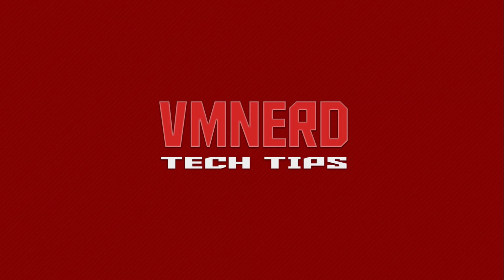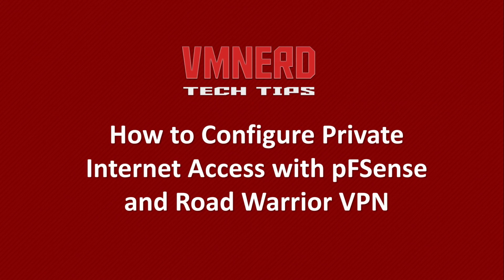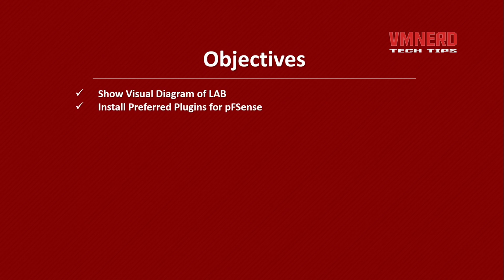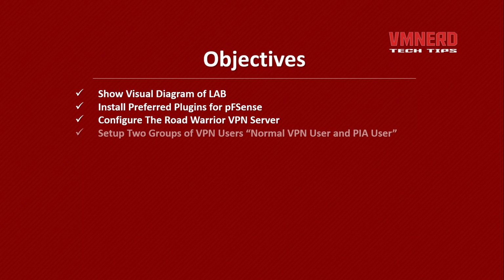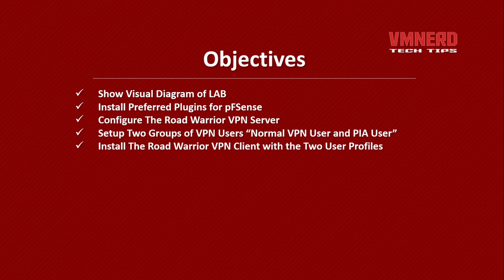Our tech topic for today is how to configure Private Internet Access with pfSense and a Road Warrior VPN. Our objectives are to create or show a visual build diagram of our lab, install any preferred plugins for pfSense that will make our lives easier, configure the Road Warrior VPN server, set up two types of VPN users, a normal VPN user and a Private Internet Access user, and install the Road Warrior VPN client with the two user profiles.